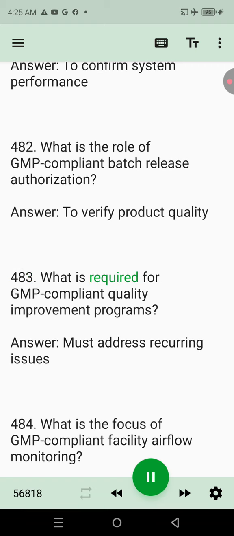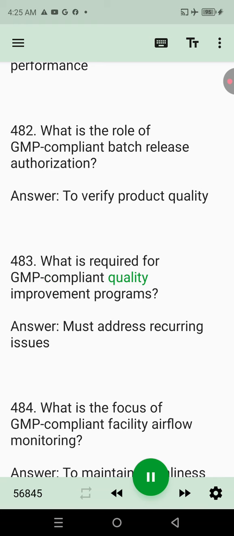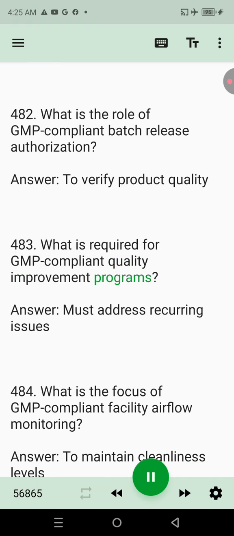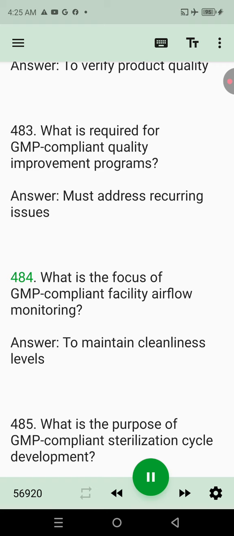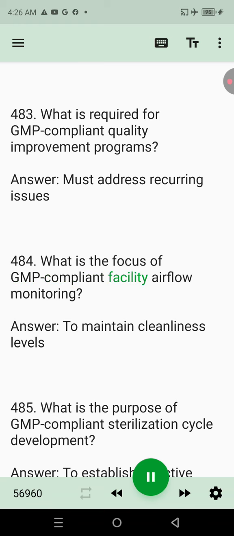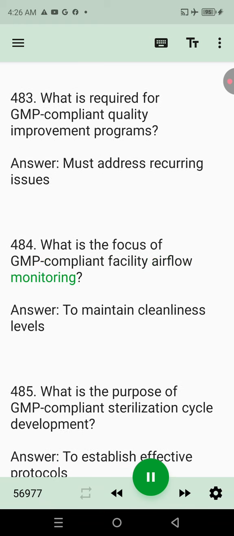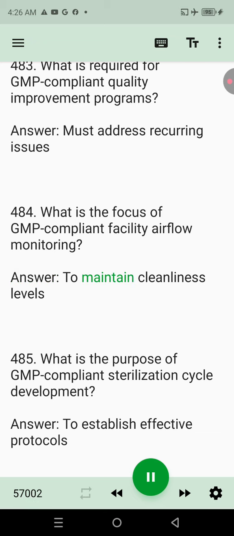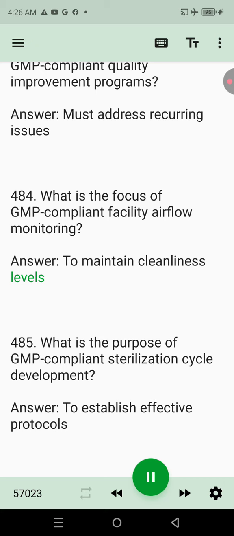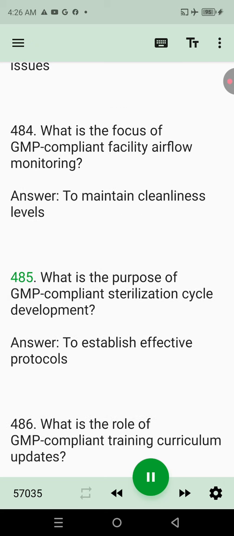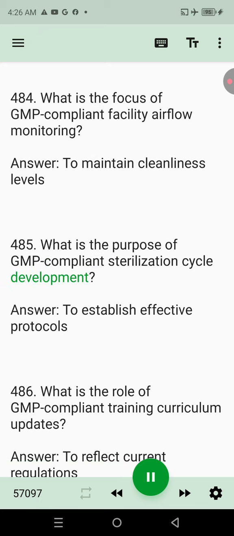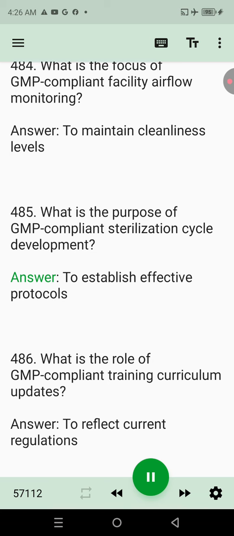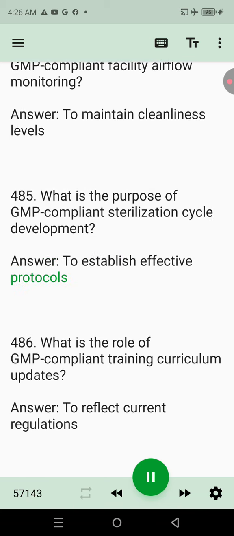483. What is required for GMP-compliant quality improvement programs? Answer: Must address recurring issues. 484. What is the focus of GMP-compliant facility airflow monitoring? Answer: To maintain cleanliness levels. 485. What is the purpose of GMP-compliant sterilization cycle development? Answer: To establish effective protocols.